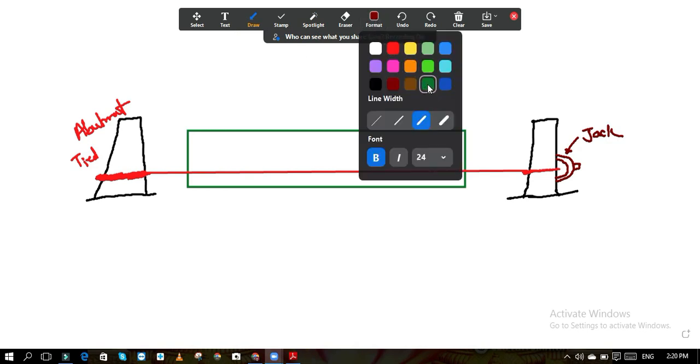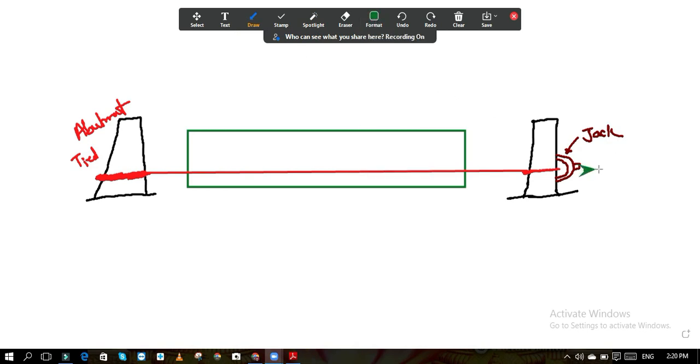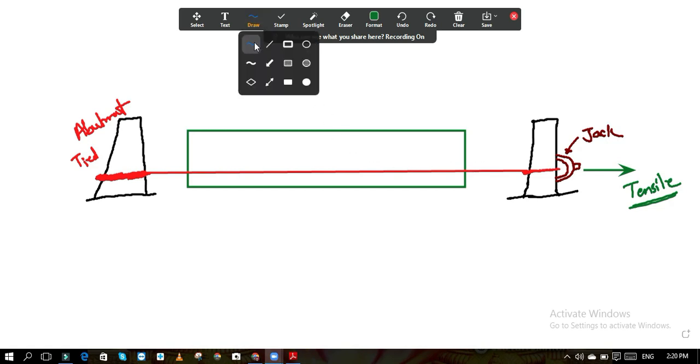Okay, so I will show you in this way. Here the tensile force is applied. Which type of force is applied? Tensile. Now see what happens here. This is your steel bar, and here the surrounding concrete is placed.